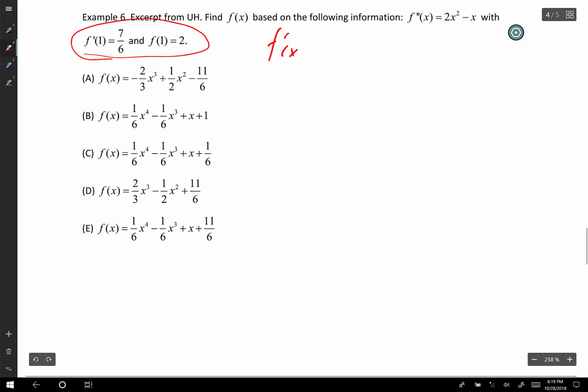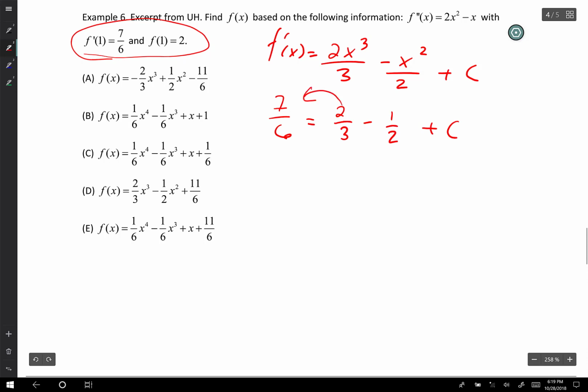So f prime, all we're doing is taking the antiderivative. So the antiderivative of 2x squared is 2x cubed over 3. And then the antiderivative of x is x squared over 2. And you got to write plus c. So now they tell you when x is 1, the y value is 7/6. So I'm going to write that. 7/6 equals 2/3. I plugged in a 1 in there. 1 cubed is 1. Minus 1/2 plus c.